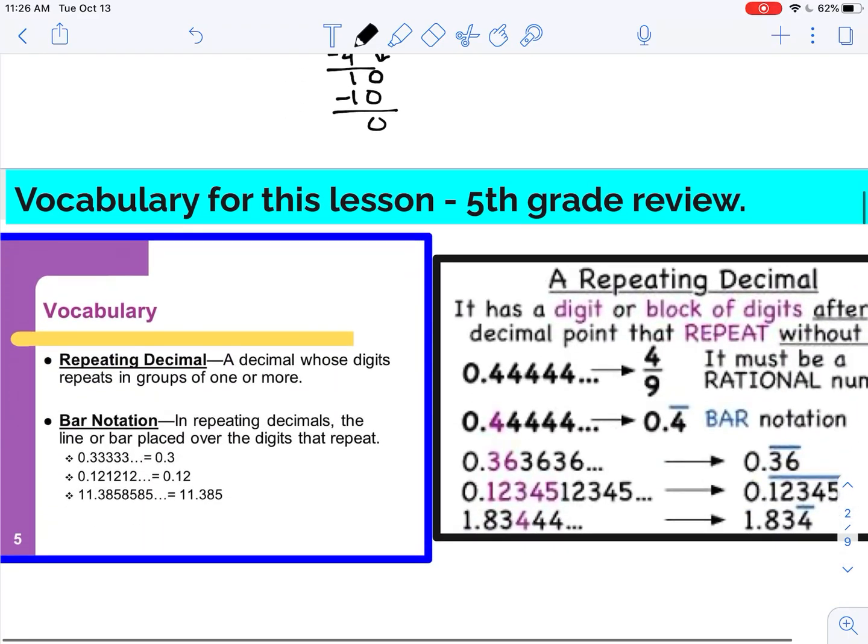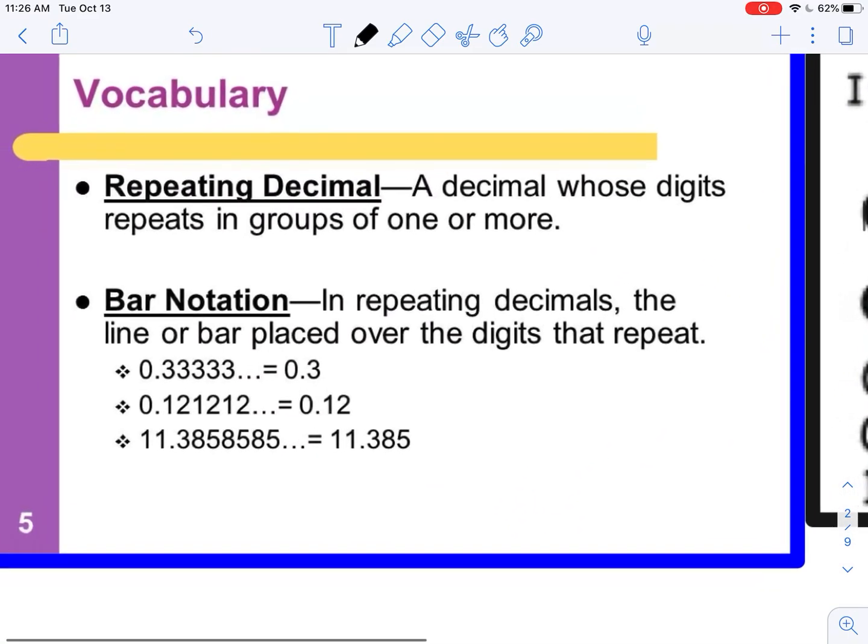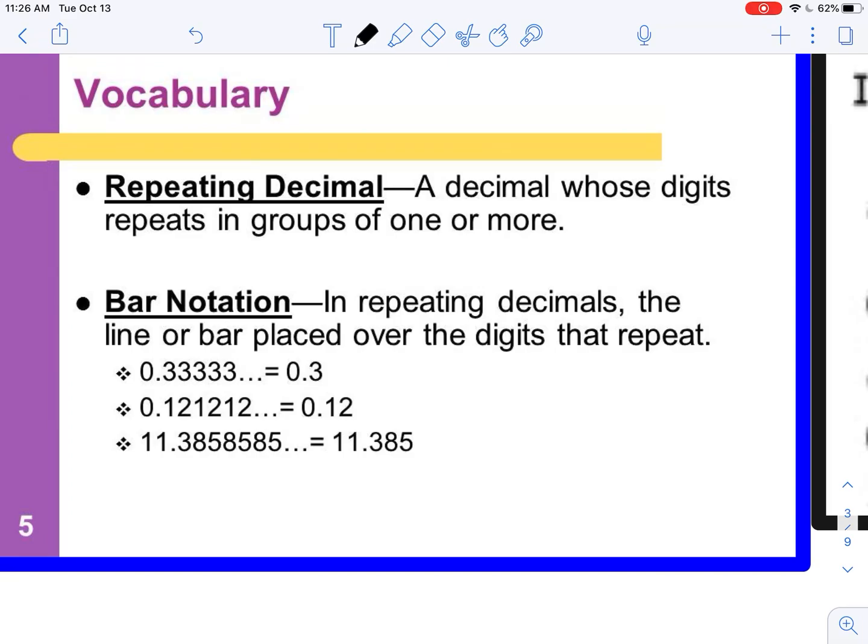All right, so just to review with the bar notation for repeating decimals. A repeating decimal is a decimal whose digits repeat in groups of 1 or more numbers. So bar notation, in repeating decimals, is the line or bar placed over the digits that repeat. So for the first example, we have 0.33333. The 3s are going to go on, and like we saw earlier, we're going to put a bar over the 3.